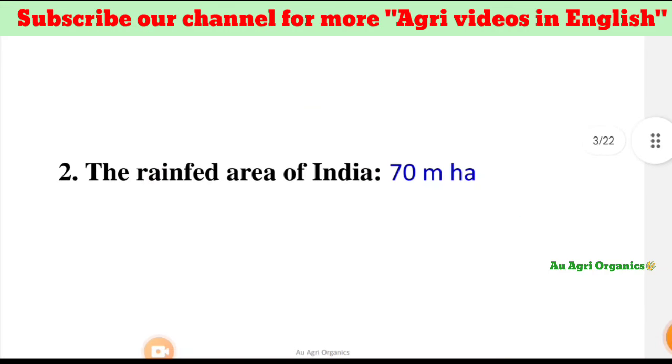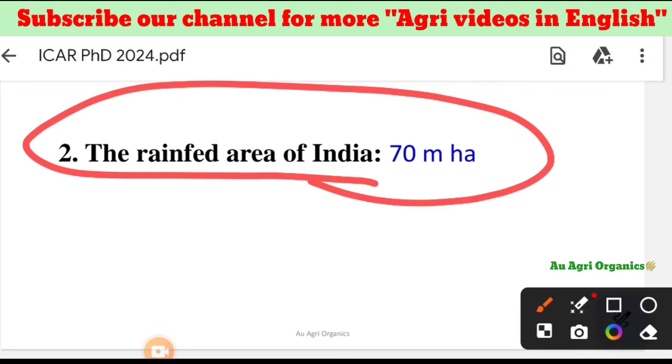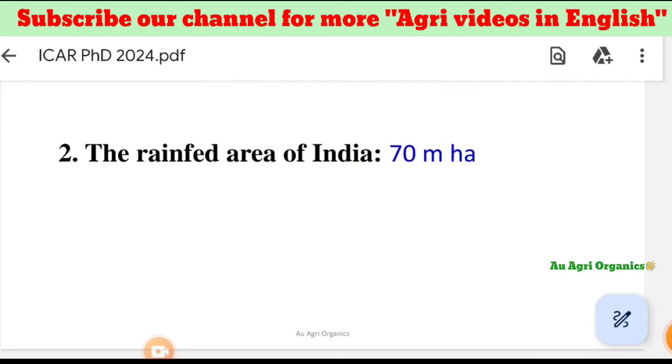Next, the second question is the rainfed area of India. In some books it is given as 65 million hectare. The nearby answer in the options was 70 million hectare. So the correct answer is 70 million hectare.